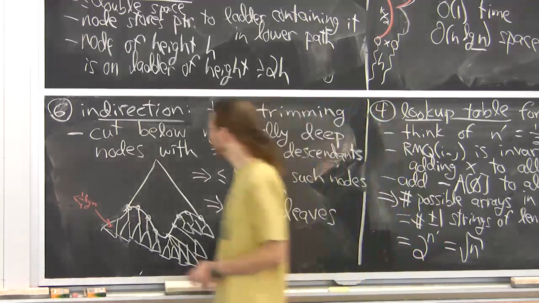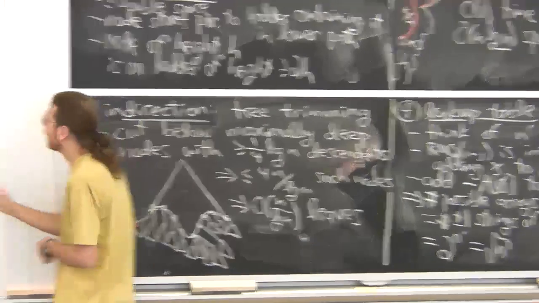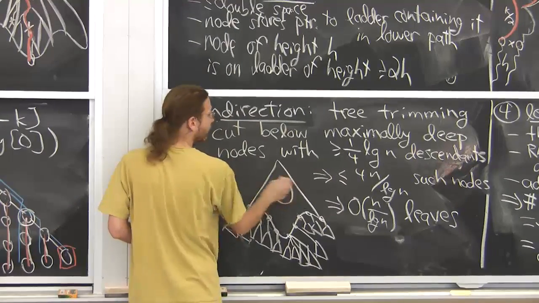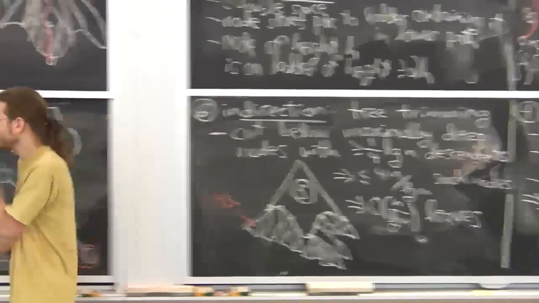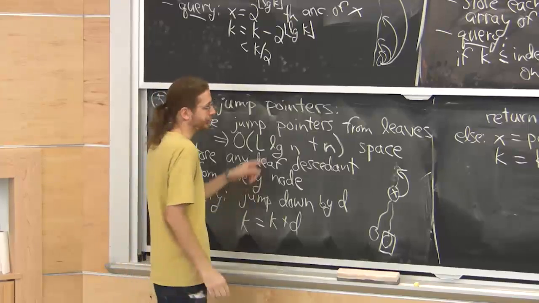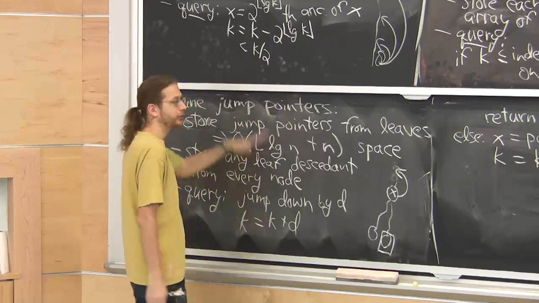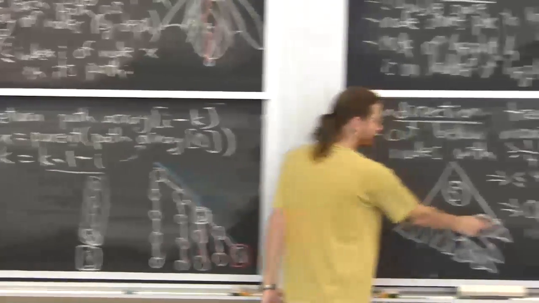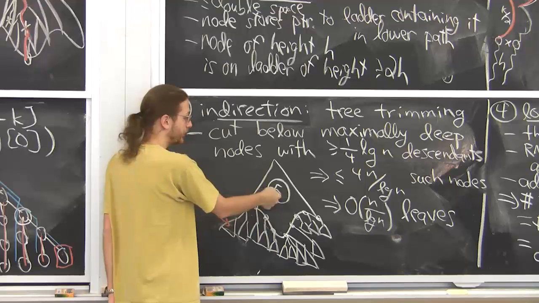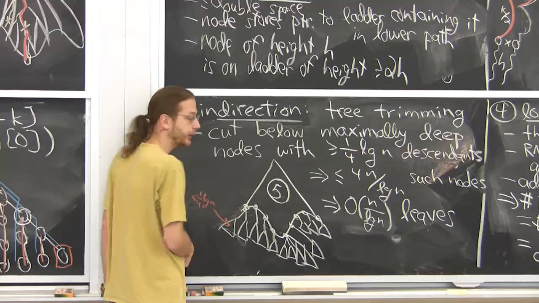So up here, we can afford to use structure 5, the tuned jump pointer combined with ladder structure, because this only costs L log n. L is now n over log n, so the log n's cancel. So linear space to store the jump pointers from these circled nodes. If our query is anywhere up here, then we go to a descendant leaf in the top structure, and we can go wherever we need to go.